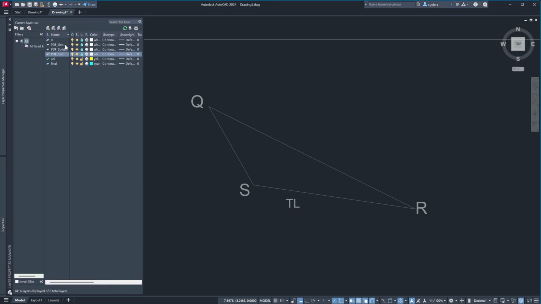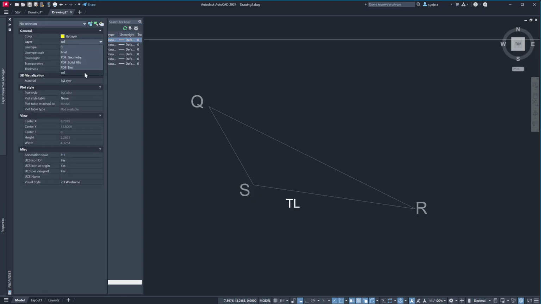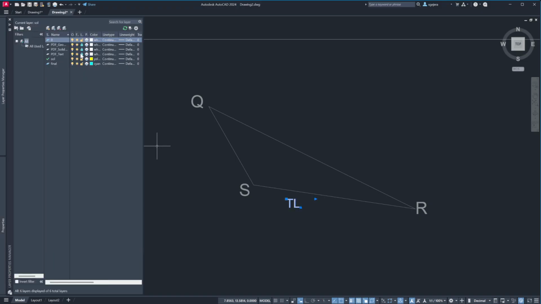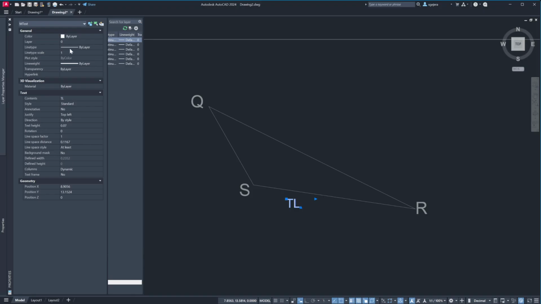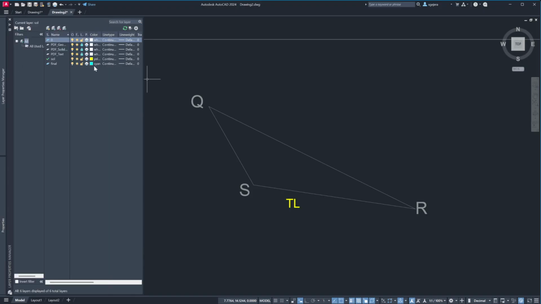Ay, nakalock pala. So, let me just unlock it first, and change it to this one. Change it to solutions. Okay. Alright, let's lock it again. Alright. Sige.